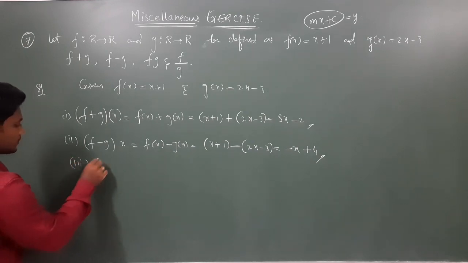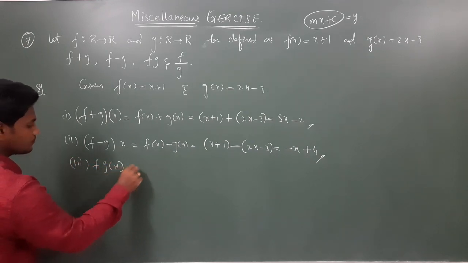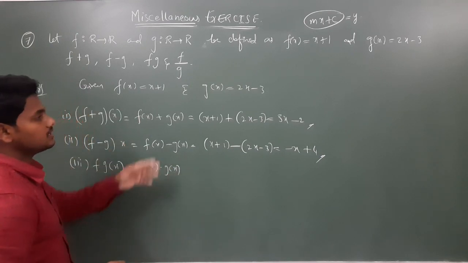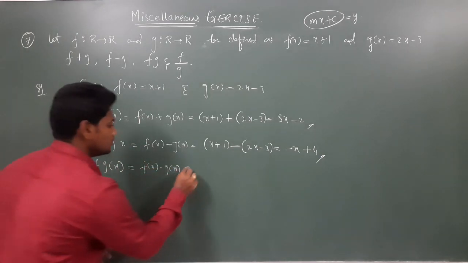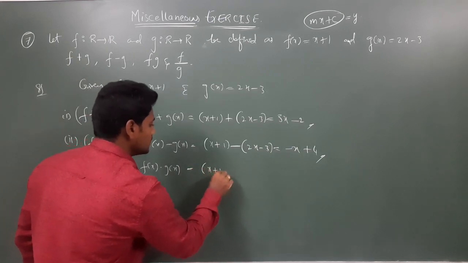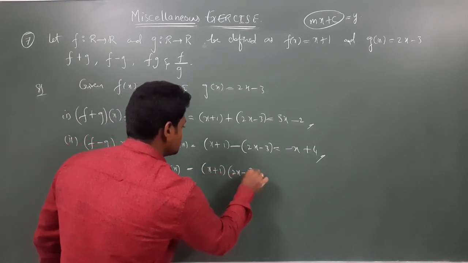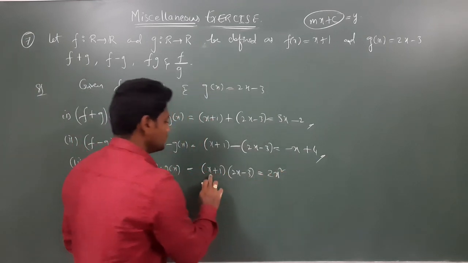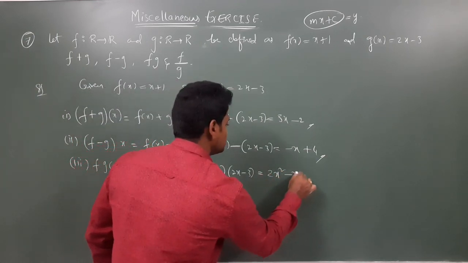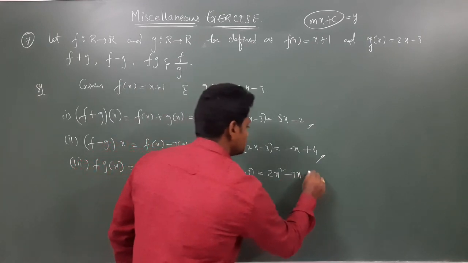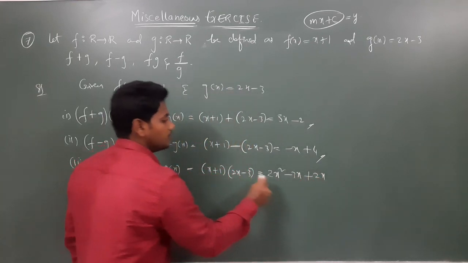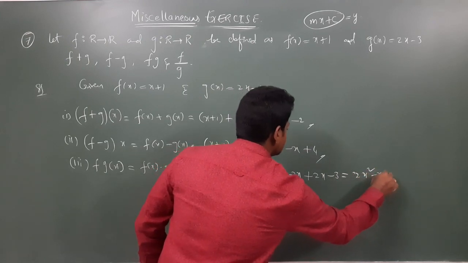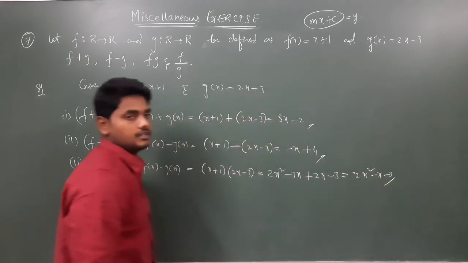Next, third, f into g of x, which is f of x into g of x. These are by algebra of functions. What is f of x? x plus 1 into 2x minus 3. If you multiply, x into 2x is 2x square, x into minus 3 is minus 3x, 1 into 2x is plus 2x, and 1 into minus 3 is minus 3. Which is 2x square minus x minus 3, right?